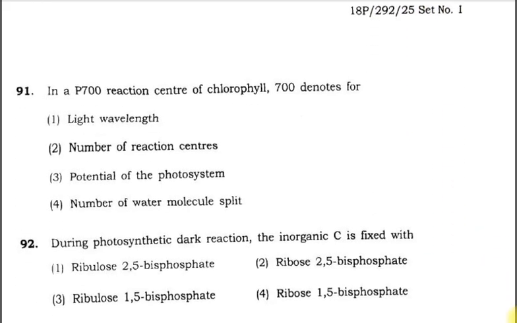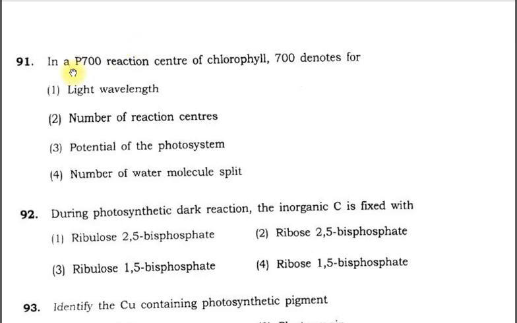Question number 91. In a P700 reaction center of chlorophyll, 700 denotes 1, light wavelength, 2, number of reaction centers, 3, potential of the photosystem, 4, number of water molecules split. So it is option 1, the light wavelength, the wavelength at which there is maximum absorption.